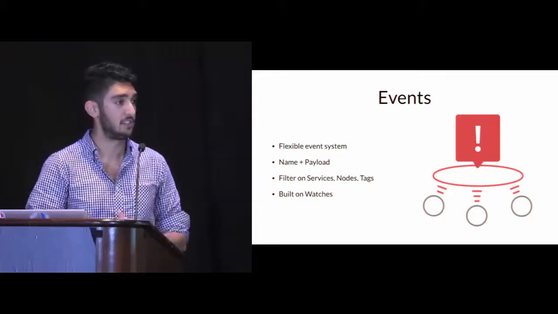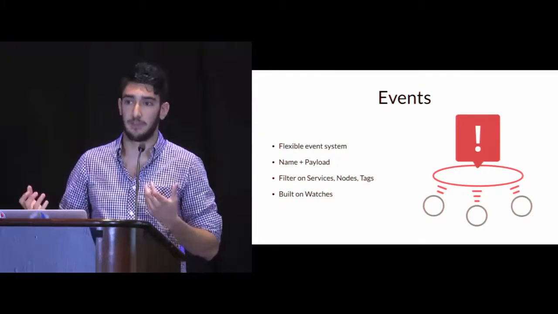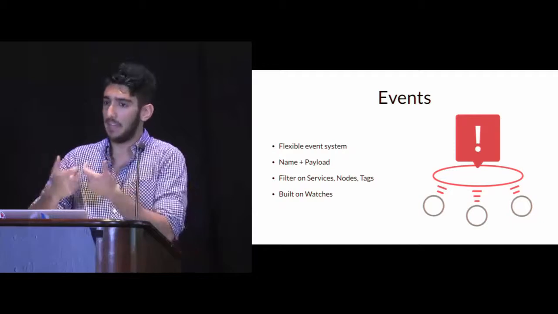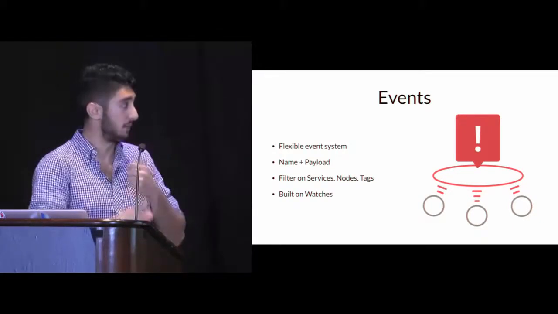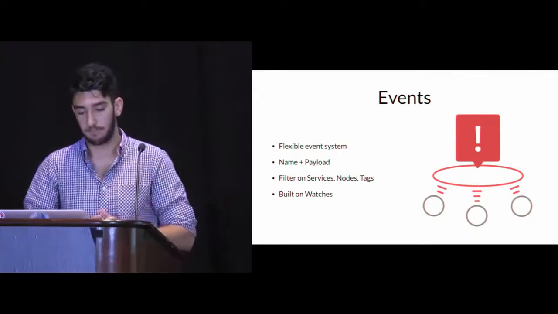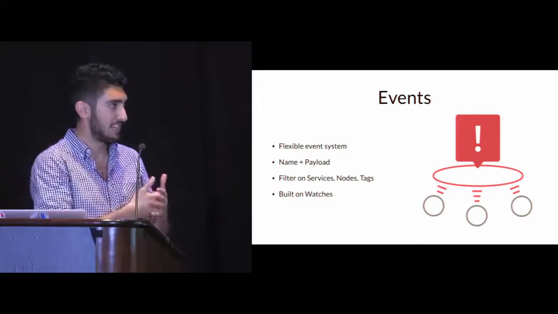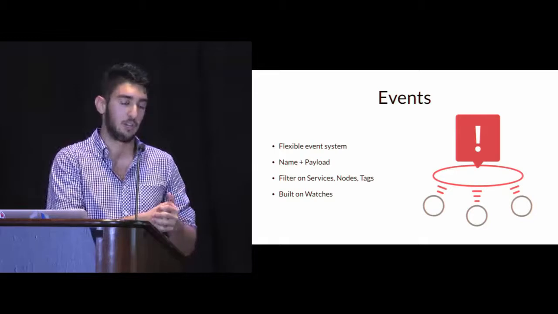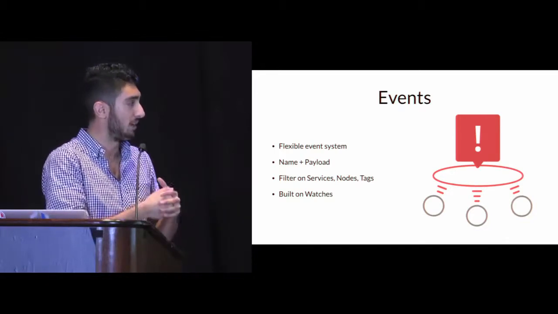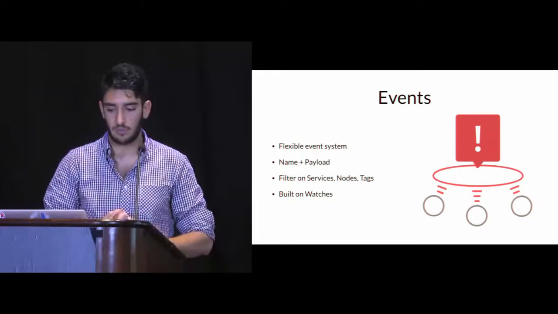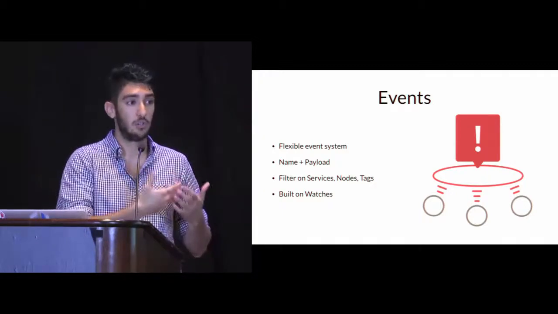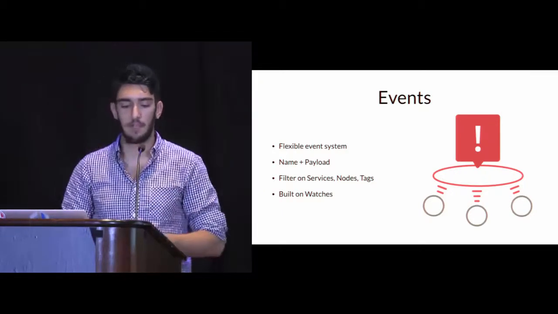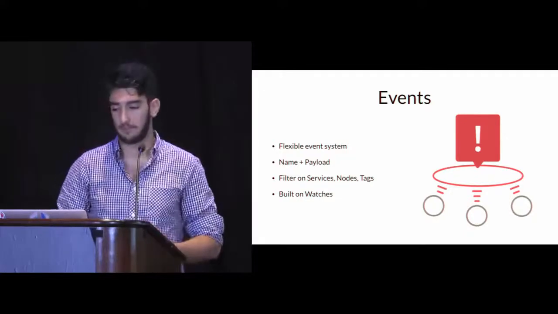The next system is that Consul provides a flexible event system. This is just a name and a payload effectively, but it lets you do almost anything you want because of its integration with the watching system. In addition, it blends in use of the service catalog information, so the knowledge of what nodes are, what services are running, the nodes, and the tags can be used to filter which nodes receive certain events. And all of this is layered on top of the watch system.